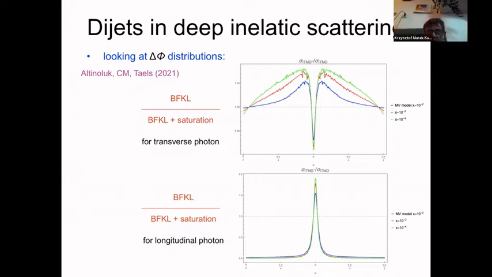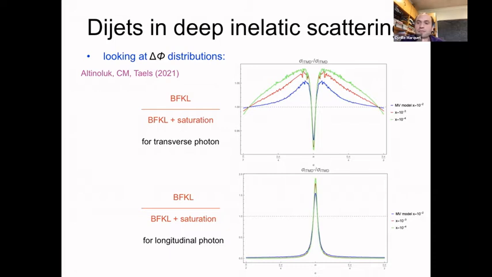Yes, and since you say that, I might add something which I didn't say: not only is this ITMD factorization much simpler to evaluate than a full CGC calculation, but in addition, it allows one to implement a Sudakov resummation in a much more straightforward way. Exactly, yes. So that's another advantage that it has. Okay, so that's it.